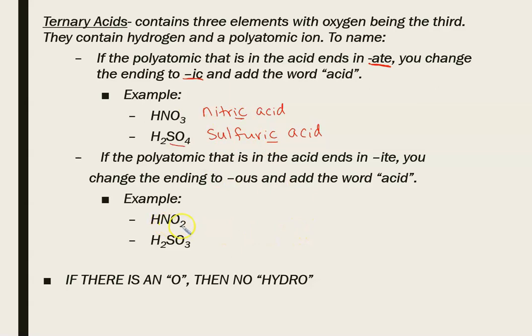NO2 is nitrite. So if our polyatomic is an ite, we change it to ous. So this is actually nitrous acid. All your ite or your ous acids, none of them are strong acids, so ous acids are always going to be weak acids. So this is sulfite, so this is actually sulfurous acid.